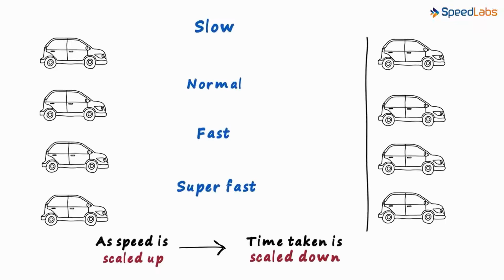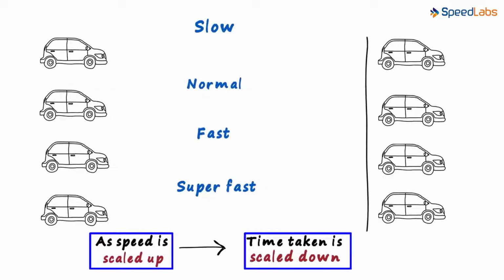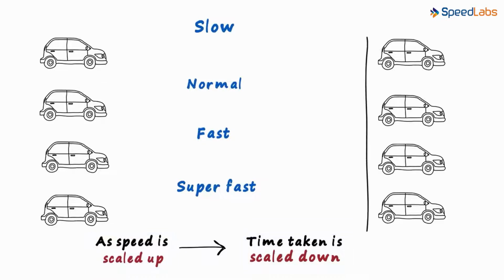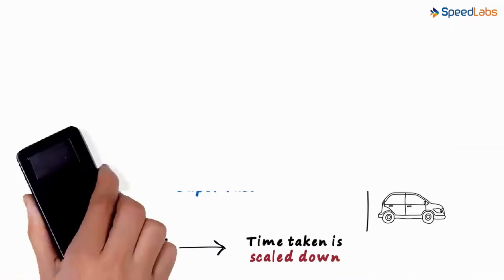In the previous video, we looked at this example in which when the speed of the car increased, the time taken by it to reach the finish line decreased. Let's erase this and understand this with numbers. Let's say the distance to the finish line is 60 kilometers.